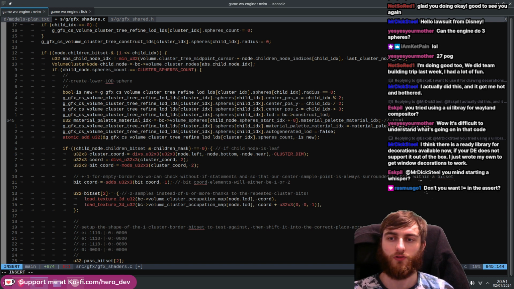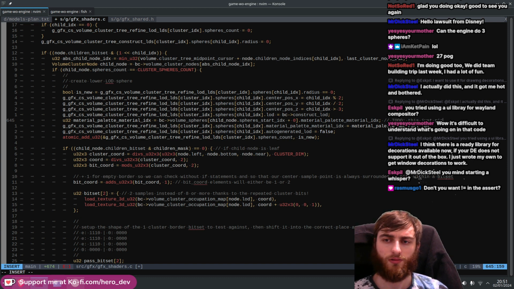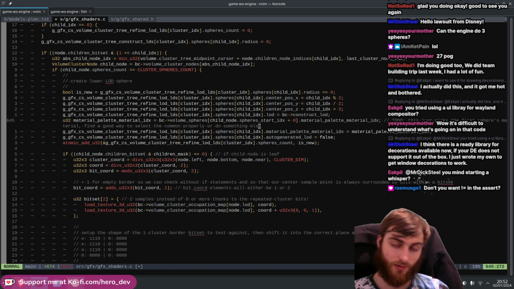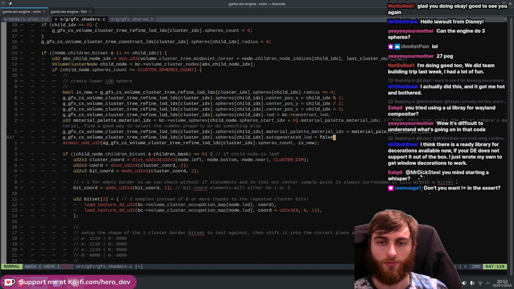So here would just be like, to do, this just picks. It's only possible because you've got a full set of spheres. Yeah, okay, so this would be safe. This just picks the first sphere's material, finding a way to select the most common properly, or do something else. This is something to work out later because it doesn't matter right now fully.